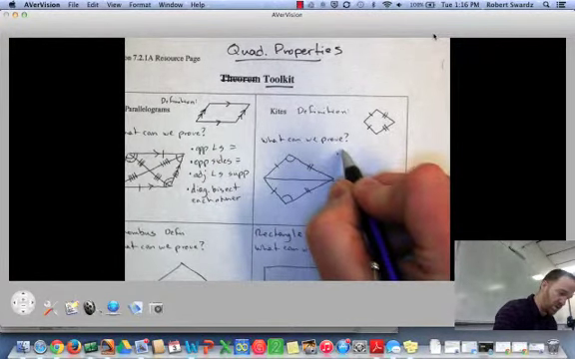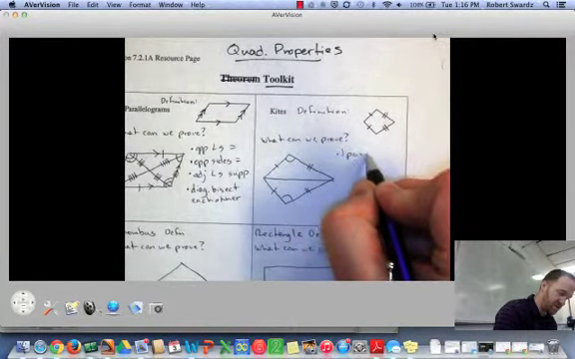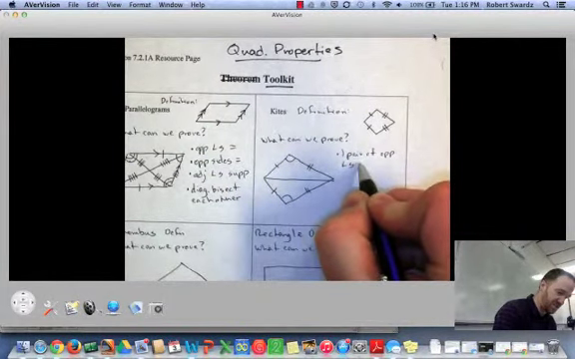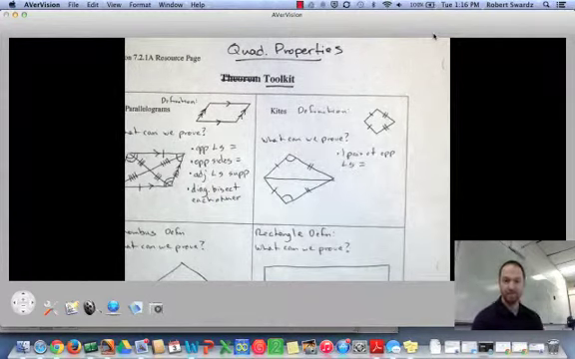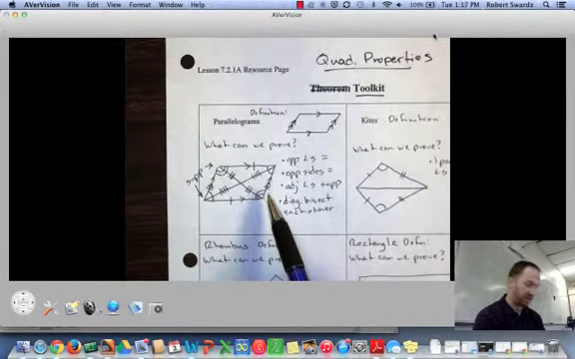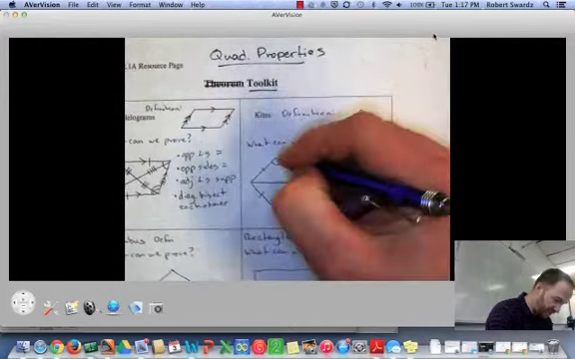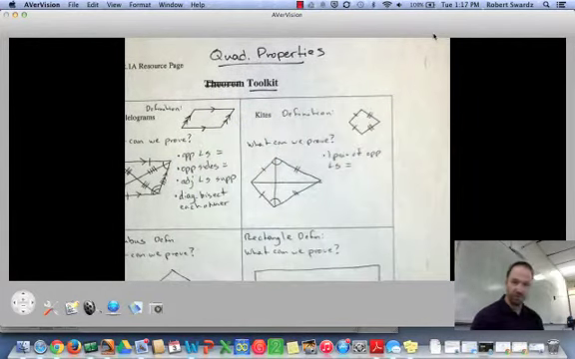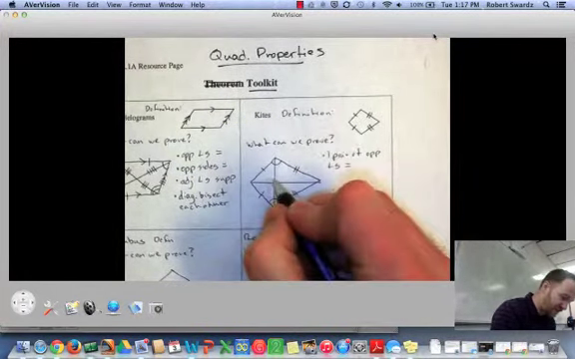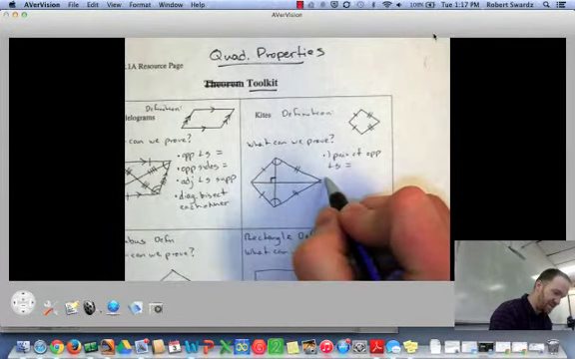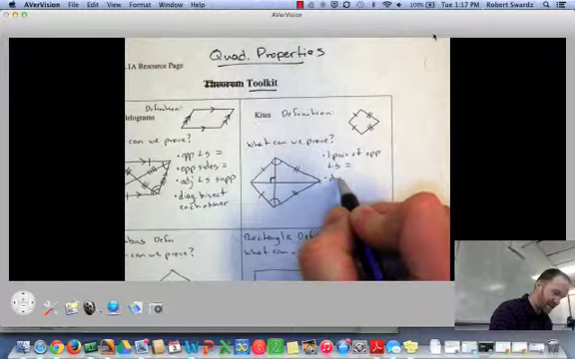So it has one pair of opposite angles that are equal. One pair, not two pairs like the parallelogram. It had two pairs of equal angles, just one pair for a kite. Another thing that you can prove, which I believe you proved in the previous assignment, was that these diagonals have to be perpendicular. They have to meet at a 90-degree angle.